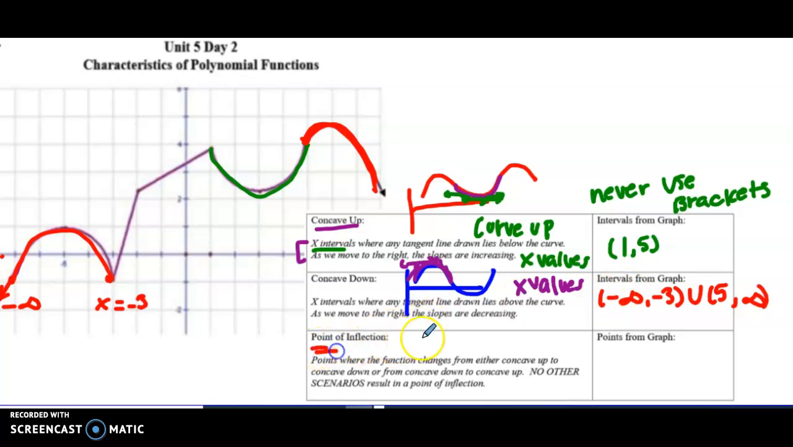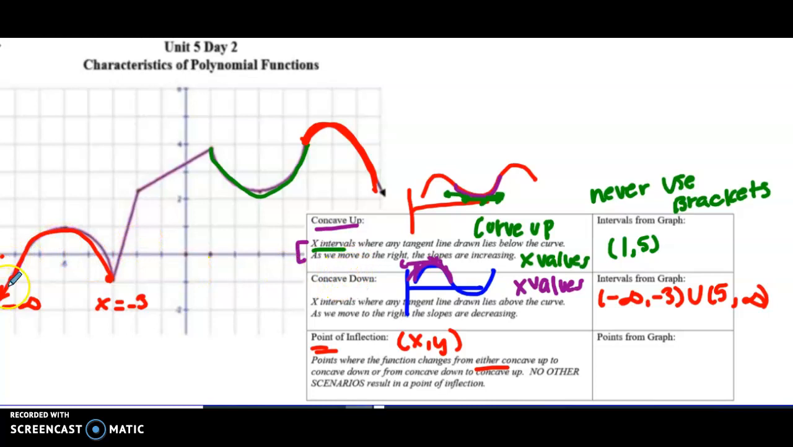Now, a point of inflection. Notice how this says point. So this is a point on your graph, which means it is going to be an x comma y ordered pair. It's not an interval; it's a specific point on your graph. A point of inflection is where the graph changes from concave up to concave down, or vice versa. There are no other places on the graph that are going to be called a point of inflection.